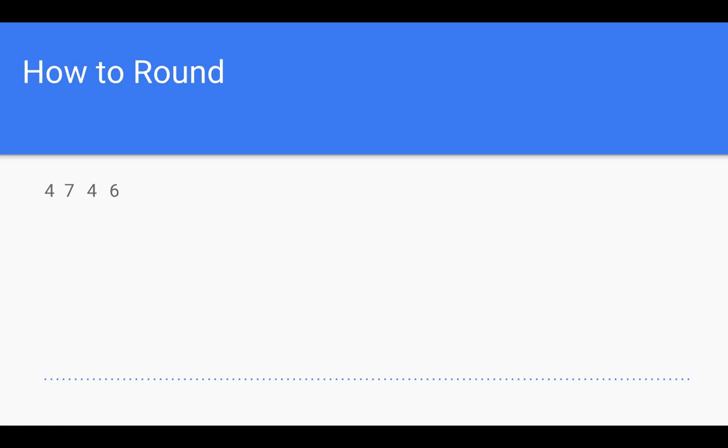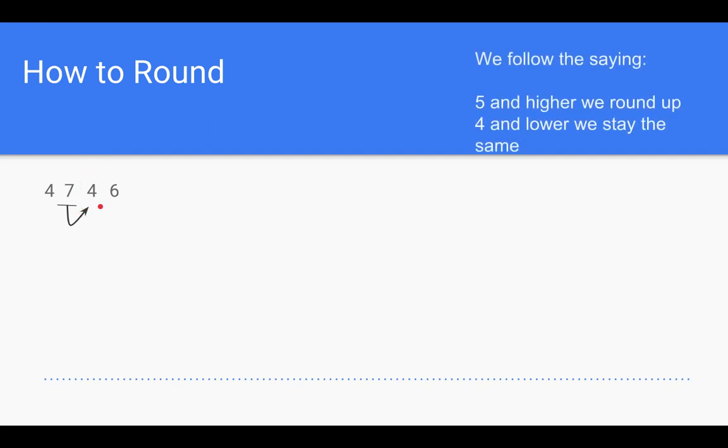Let's take the number 4,746. Well, I want to round to the nearest hundreds place, which is the 7. So to do so, I underline my 7, and I look next door in the tens place. And I realize that we have a 4 here. So I remember my saying, is this 4, 5 and higher? No, it's 4 and lower. So I'm going to keep the 7 the same and change the rest to zeros. So my rounded number will be 4,700.